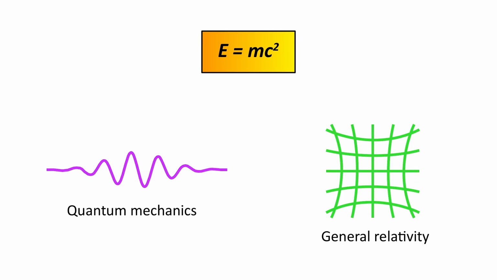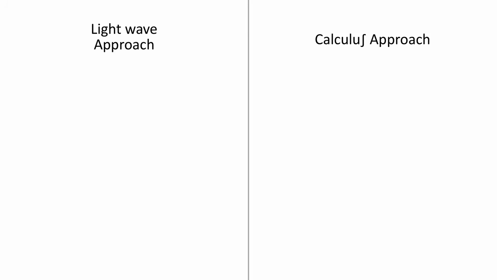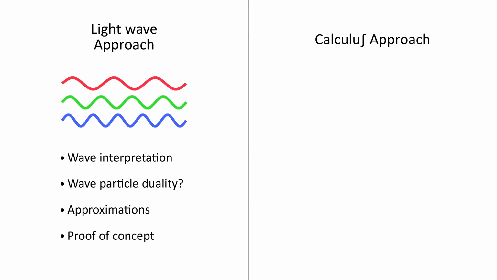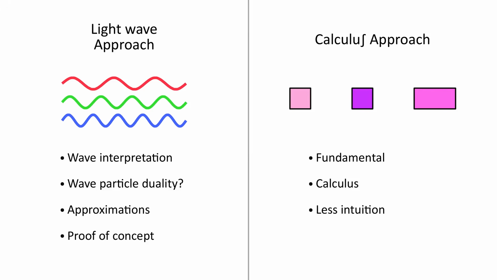Now there are two main ways to derive E equals mc squared, light waves and calculus. Unfortunately, both ways have shortcomings. Using light waves requires the wave interpretation of light as opposed to the particle interpretation, which is what most relativistic derivations use. And reconciling the two requires wave-particle duality from quantum mechanics. It also requires approximations that make it technically only a proof of concept, not a rigorous proof. The calculus approach, on the other hand, is more fundamental but requires calculus, and could be a lot less intuitive when it just looks like a bunch of numbers and variables doing weird things.